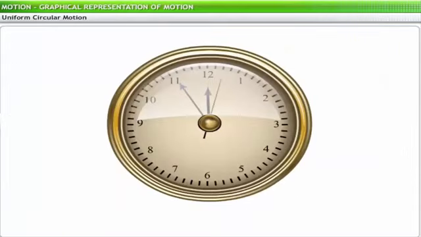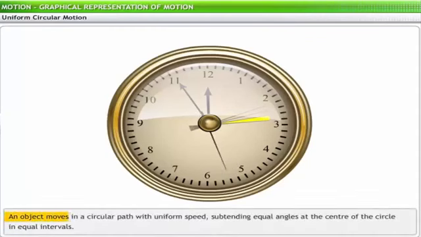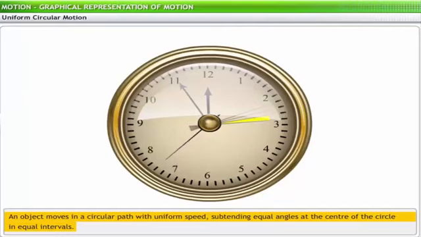Consider the movement of the seconds hand in a clock. As the clock ticks, the tip of the hand moves in a circular path, covering equal distances in equal time intervals. In each time interval, the hand subtends the same angle at the center of the clock. Such a motion, when an object moves in a circular path with uniform speed, subtending equal angles at the center of the circle in equal intervals, is called uniform circular motion.